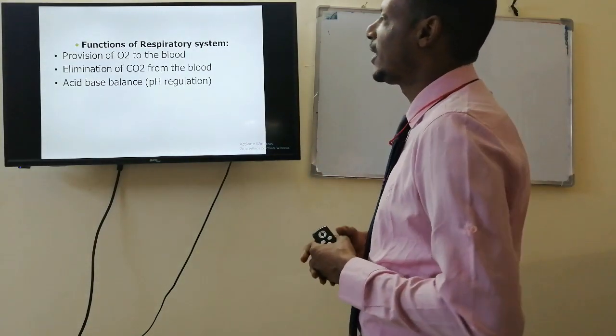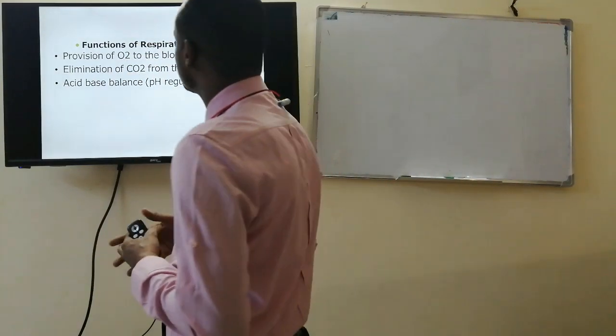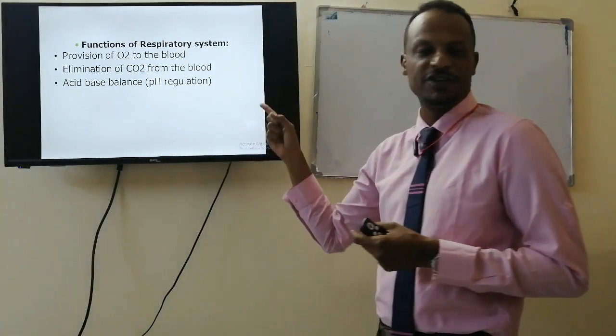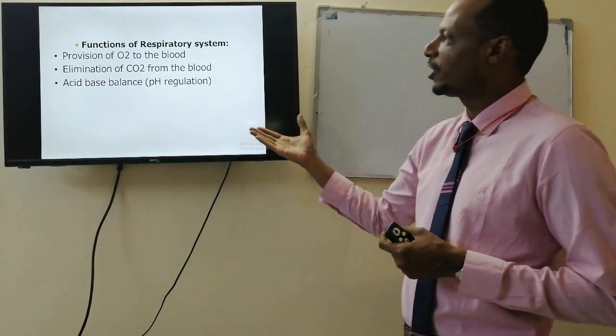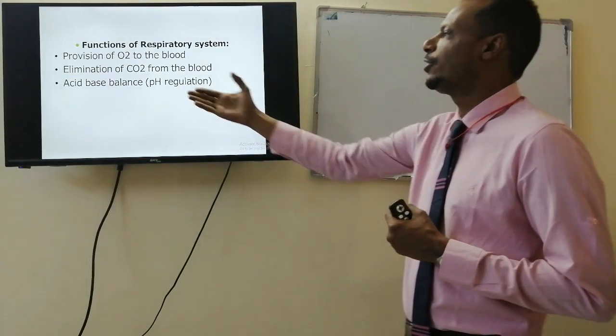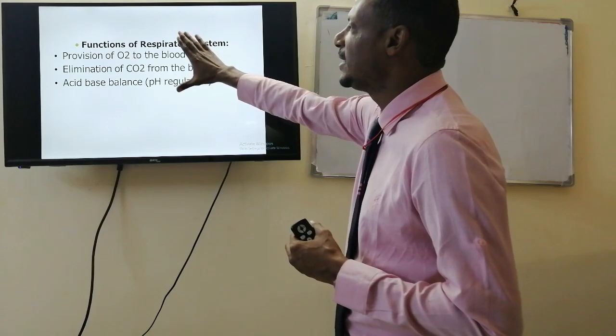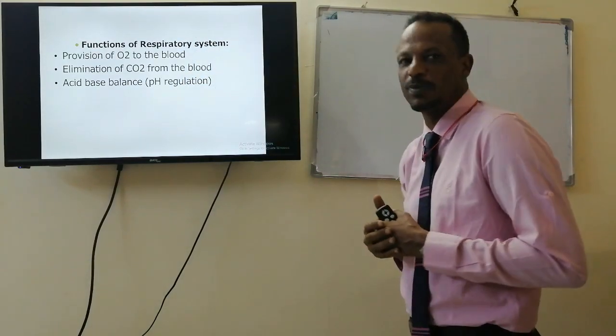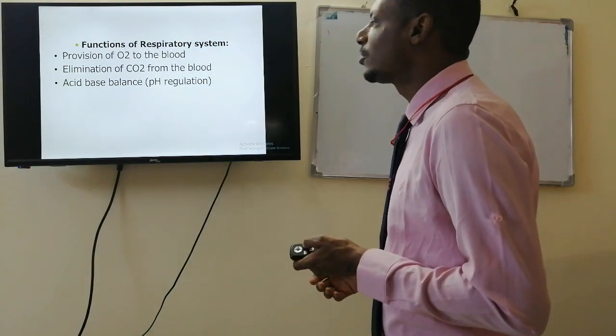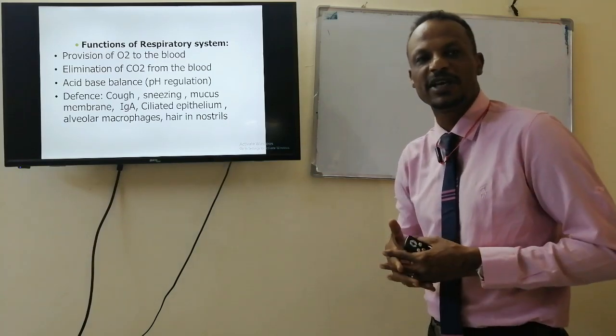So again, the most important three functions of the respiratory system are provision of oxygen, elimination of carbon dioxide, and regulation of pH. These are the main three functions of the respiratory system. Also, the respiratory system has a defense mechanism.